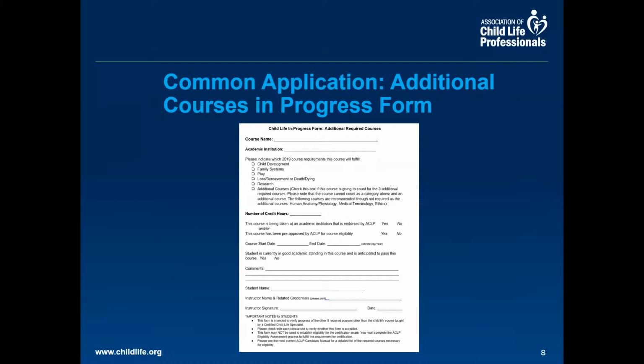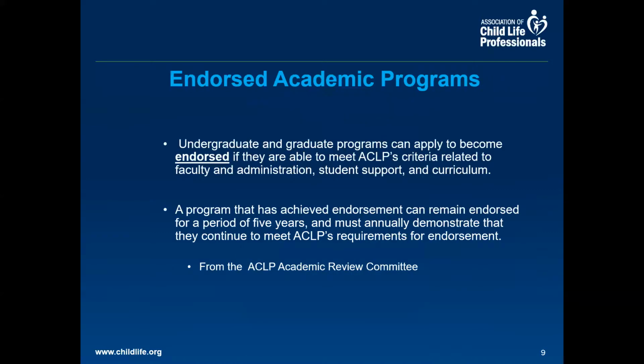You'll notice on these forms that there is a box where the academic person completing the form will answer if the program is an endorsed program and or if the course is pre-approved. Below are some definitions to clarify what the ACLP means by an endorsed program and pre-approved courses. You'll notice on the additional course in progress form that there's a spot for the academic professor to mark if the program is endorsed.